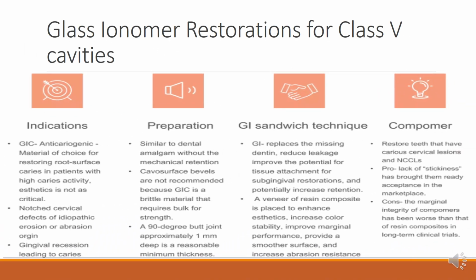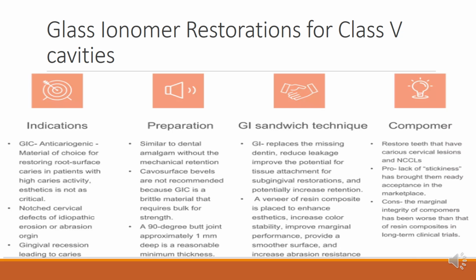Last restorative material is the glass ionomer cement. It is indicated in notched cervical defects of idiopathic erosion or of abrasion origin, in cases of gingival recession which lead to caries. It is also anticariogenic and hence the material of choice for restoring root surface caries in patients with high caries activity and where aesthetics is not as critical. The preparation is similar to dental amalgam without the need for mechanical retention.